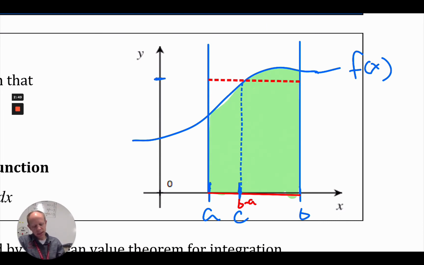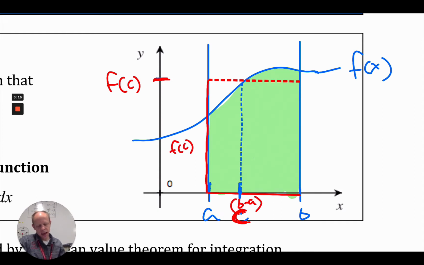Now, this f at c that it traced to over here, that f at c is actually going to be the average value of the function. So the mean value theorem just guarantees that there has to be some c value that gives you the average value. And so when I look at this rectangle, f at c times b minus a gives me the area of this rectangle, and all that has to equal the area under the curve.